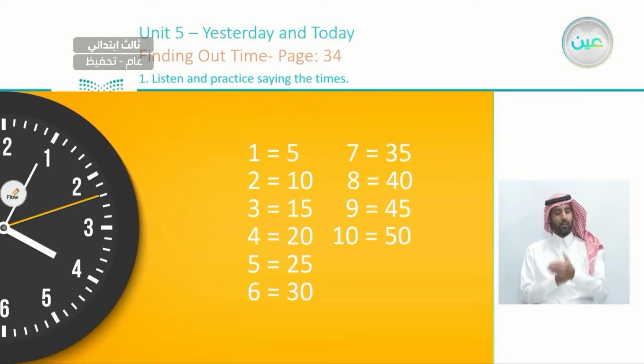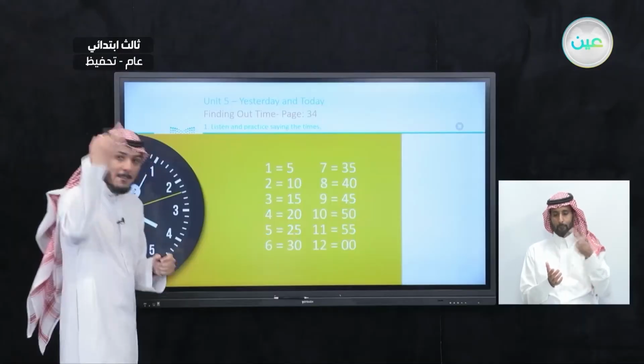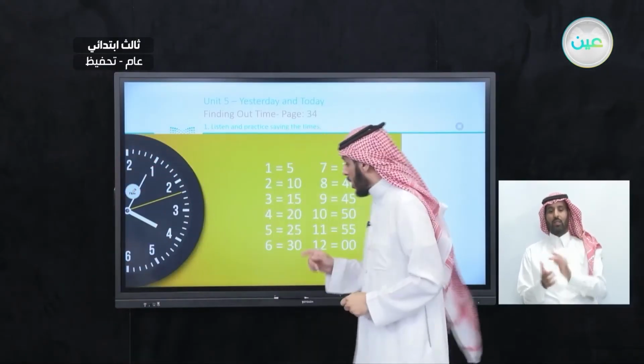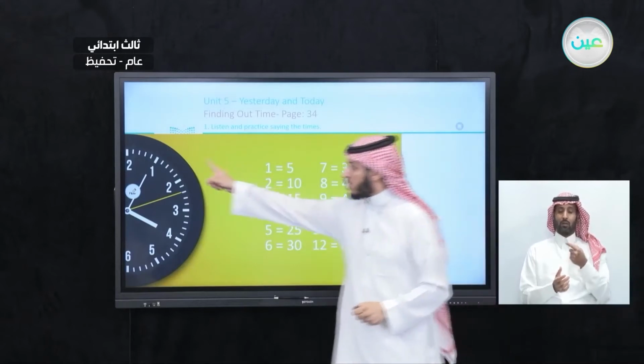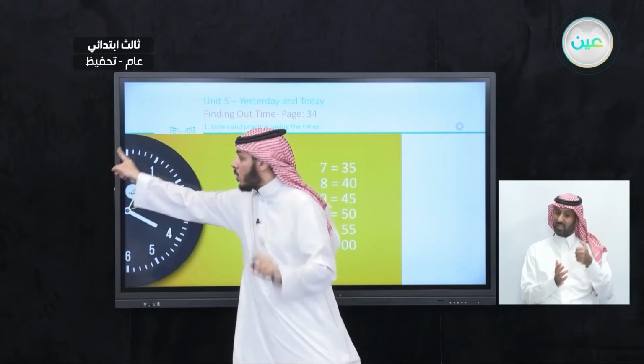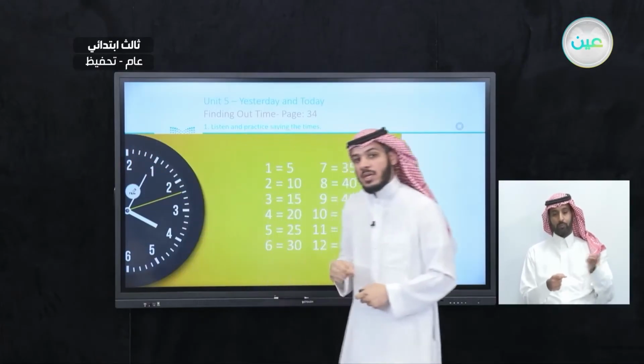What about 11? 55. Excellent. Okay, what about number 12? So we have 0. Number 12 is the beginning, the start of the time. So this is 12, this is 0, not 60, 0. So we have 0, 1, 2, 3 again. Okay, so 12 here means what?